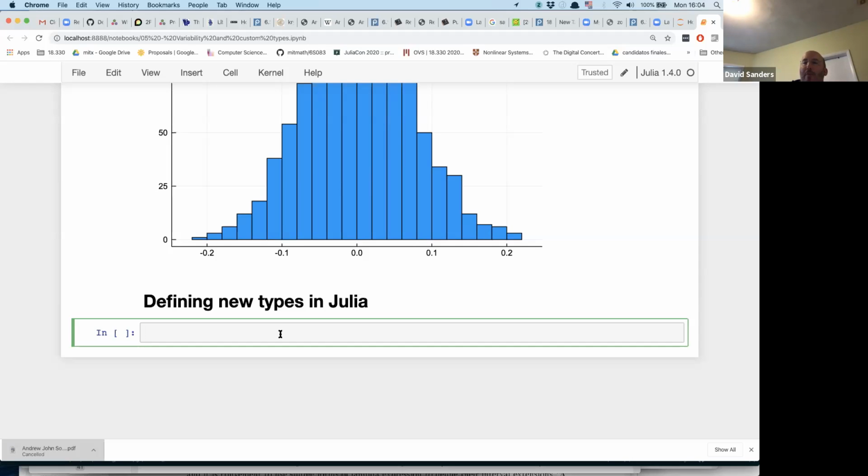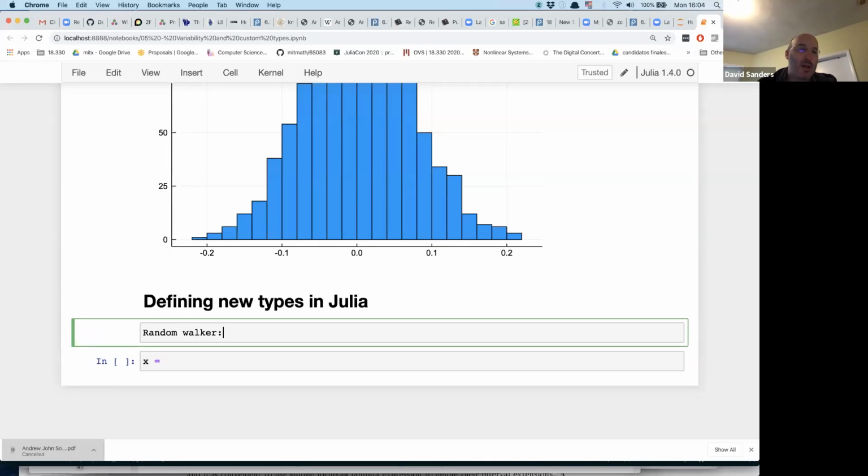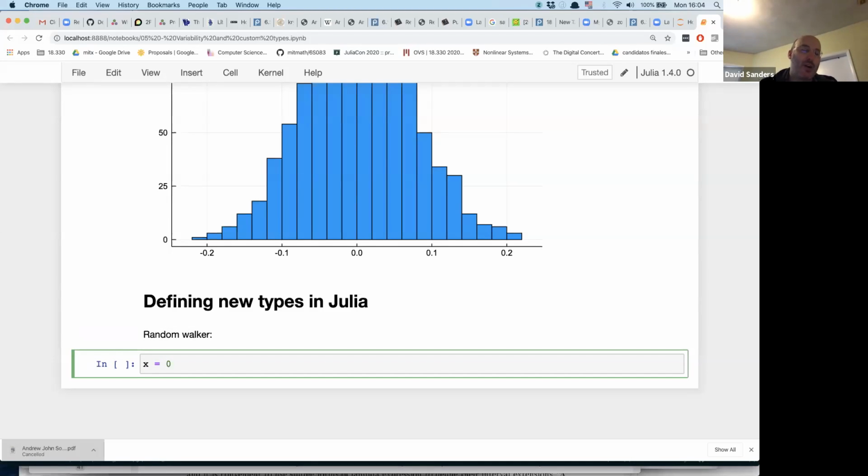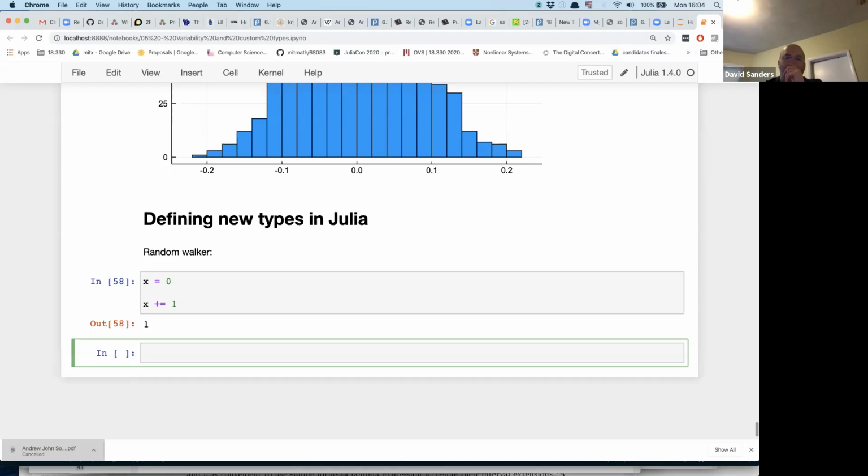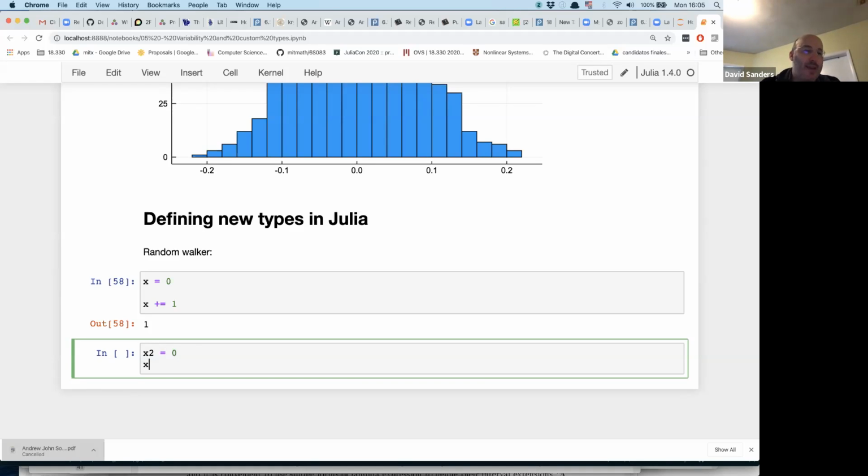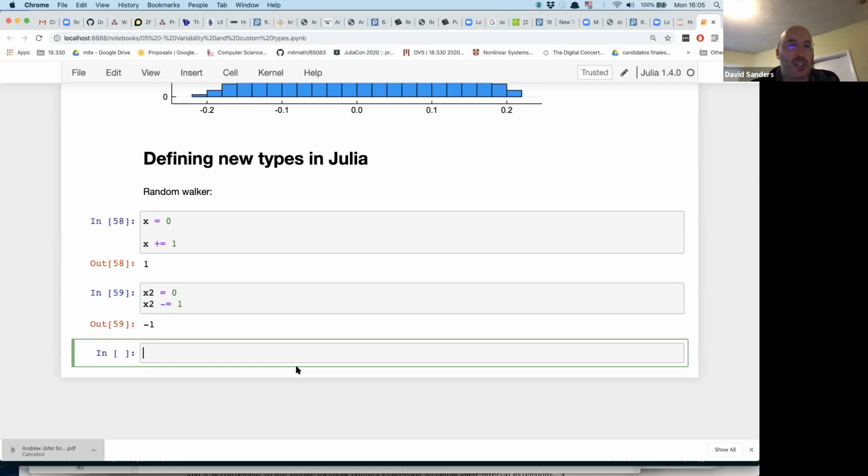So what do I mean by defining a new type, and why would we want to do it? If we have a random walker, I like the example of random walkers. I think it's very intuitive. So what I could do is say, my random walker has a position. Let's call it X, and it starts off at 0, and later on it moves. And if somebody asks me to make another random walker, I'll have to make one called X2, and then X2 is going to move as well. And then I could make a vector of random walkers, just like we did, and it would be a vector of numbers.